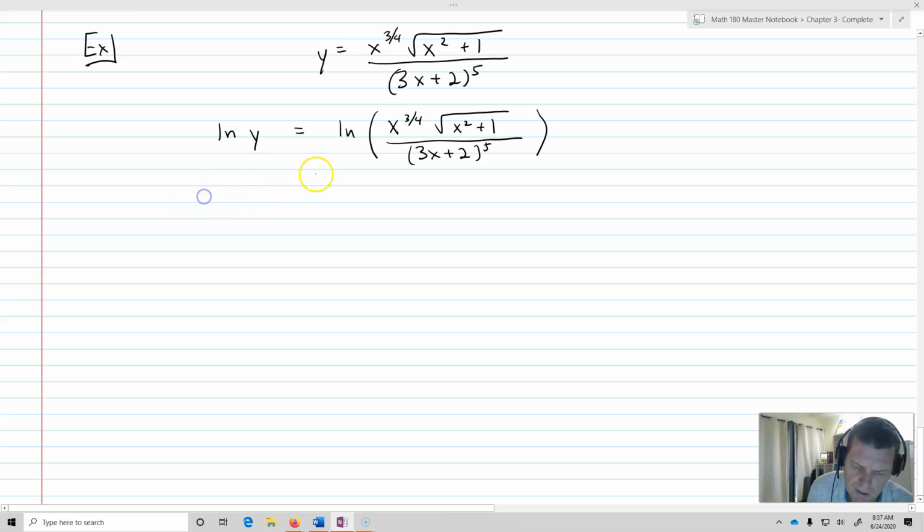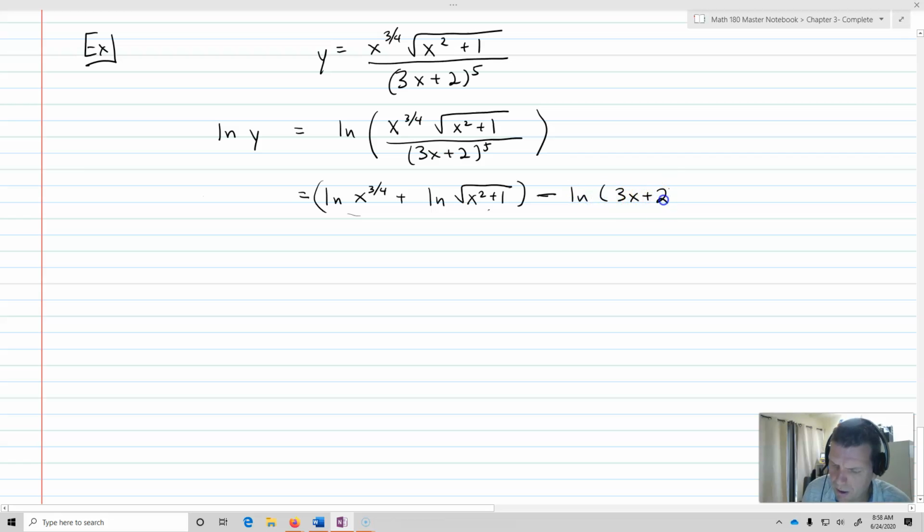The left-hand side is going to equal the natural log of x to the 3/4, plus the natural log of the square root of x squared plus 1, minus, and notice that this is all in parentheses, the addition. I guess it doesn't matter because it's addition, but then we're going to subtract the natural log of 3x plus 2 to the 5th.